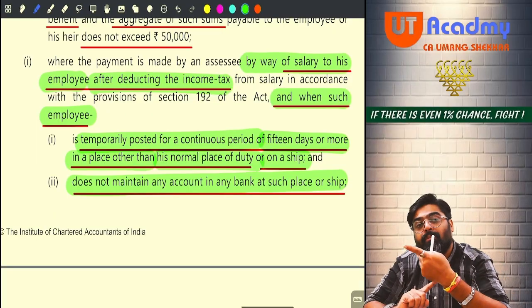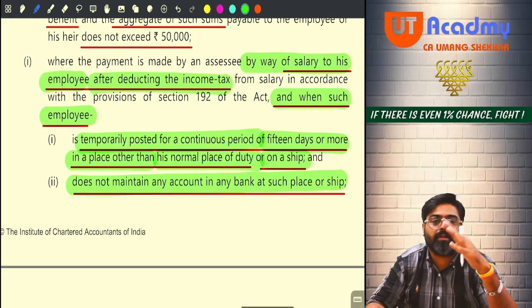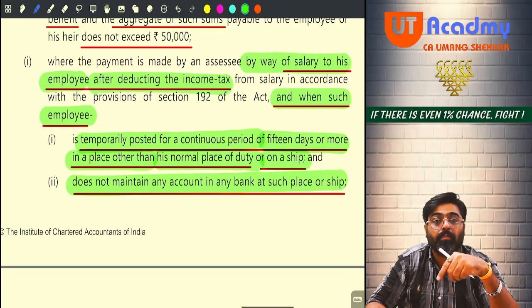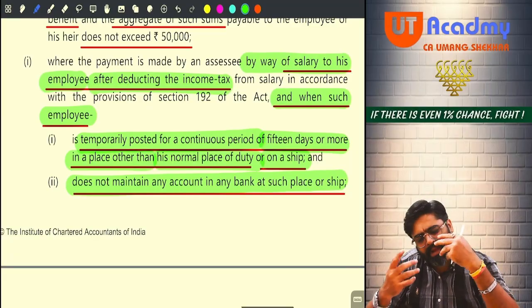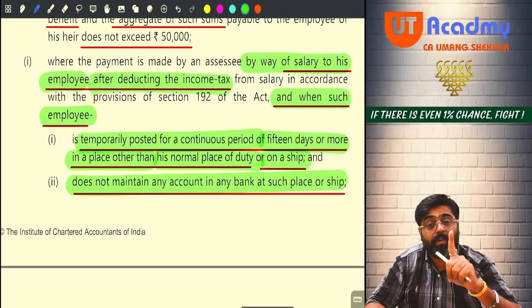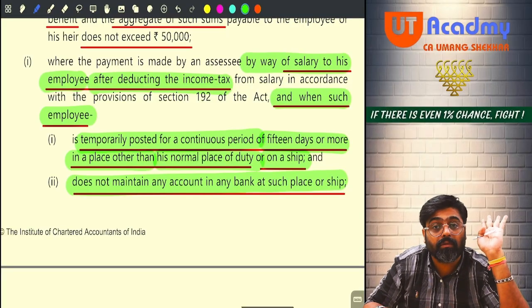So now, to that employee, will you pay salary? Yes. Is it your expense? Yes. Pay that salary by any mode. It will be allowed. No need to pay through the prescribed mode. But for that, remember, the payment is made after deducting TDS.